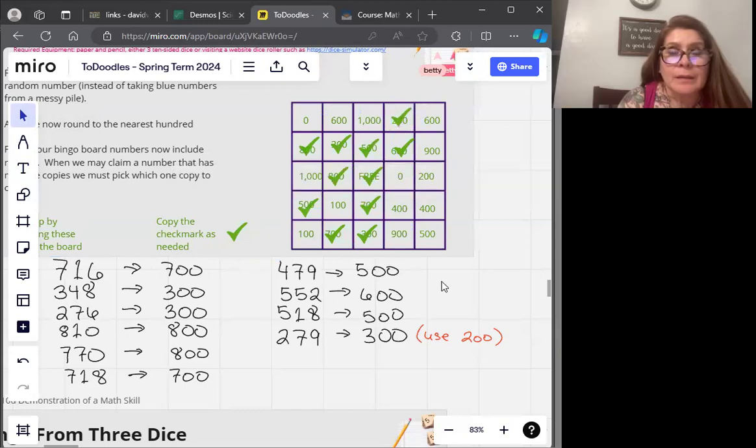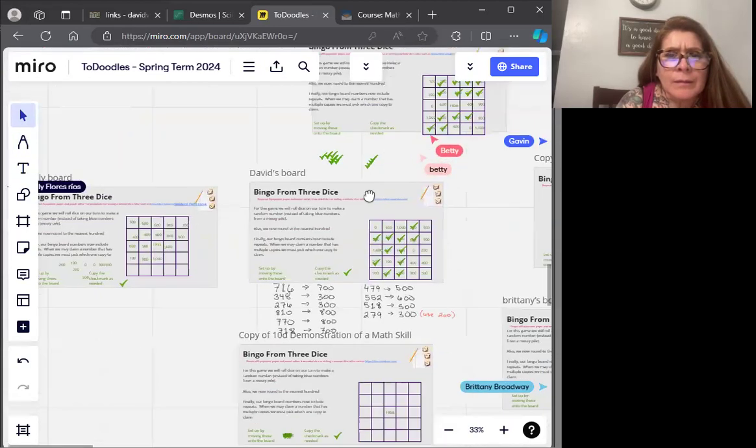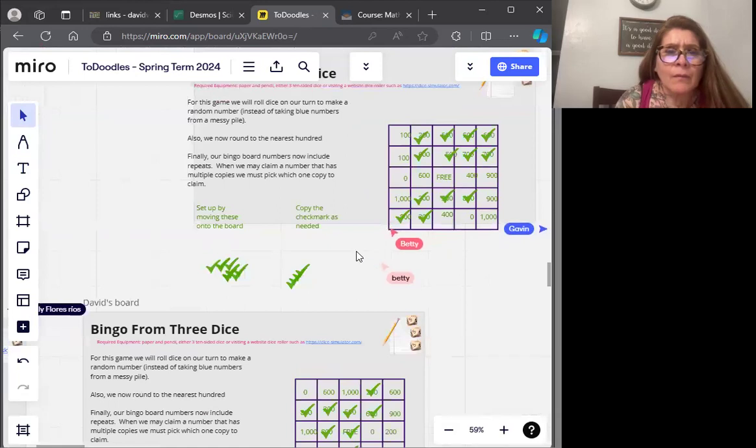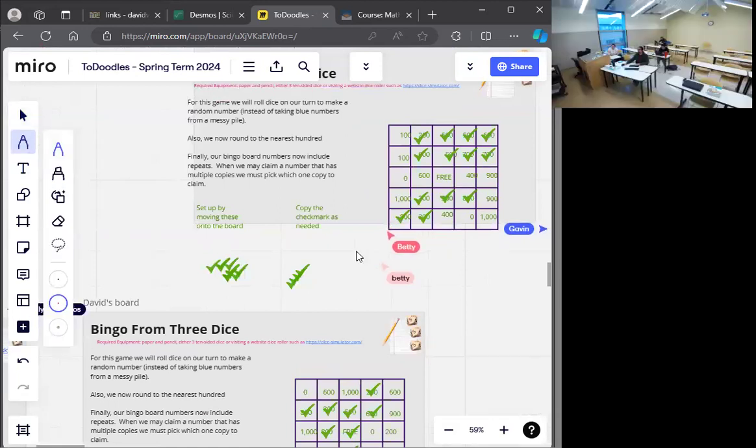And I think I win. Okay, right here. Yay. So that's the most fun I can think of for practicing rounding.